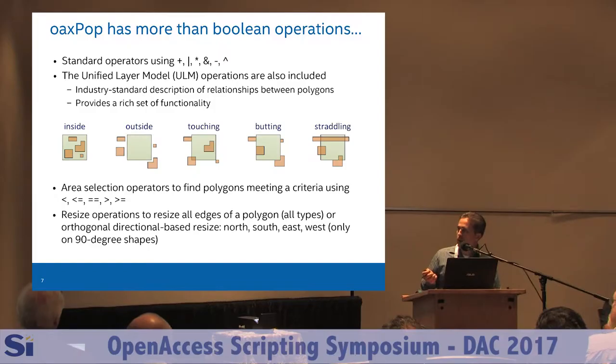There are also area selection operators, so any polygon that meets a criteria of greater than, less than, or equal to a certain area of that shape. So that's there. And then there are, of course, resize operators to allow shapes to expand or contract.